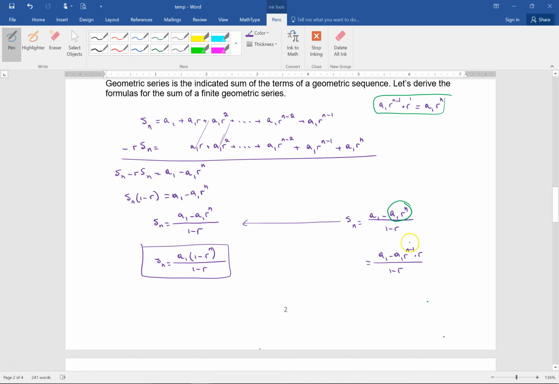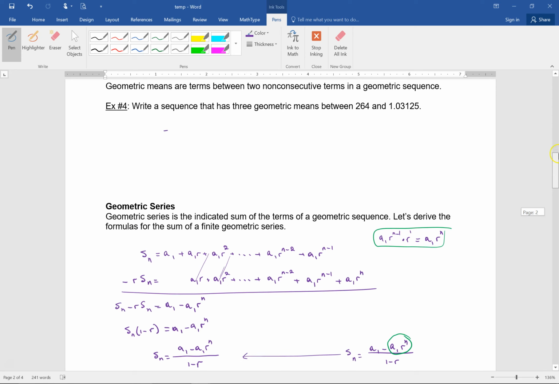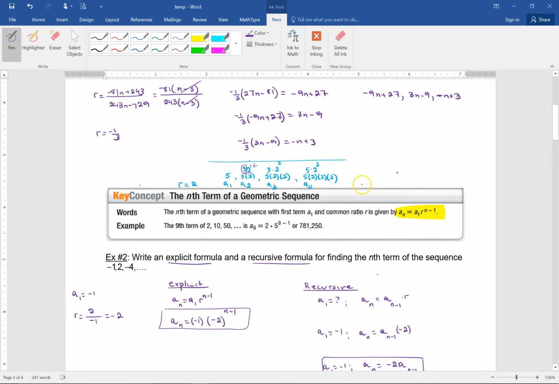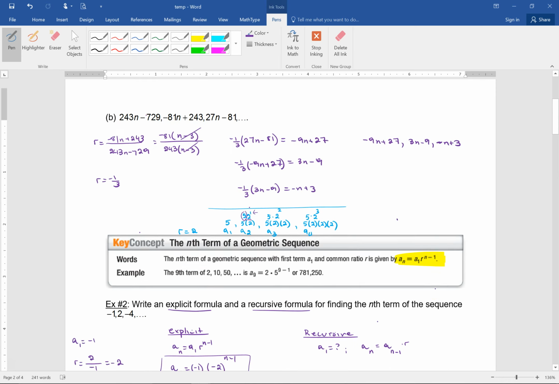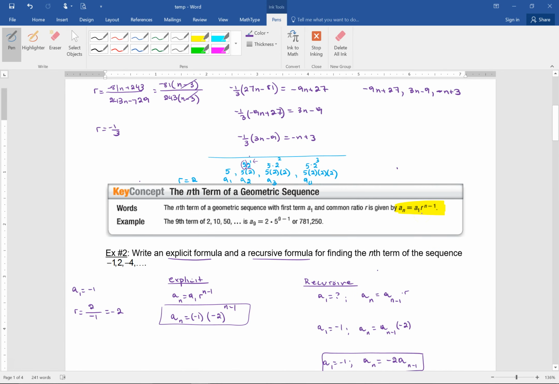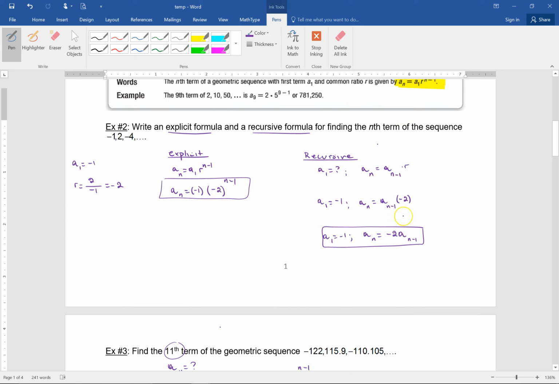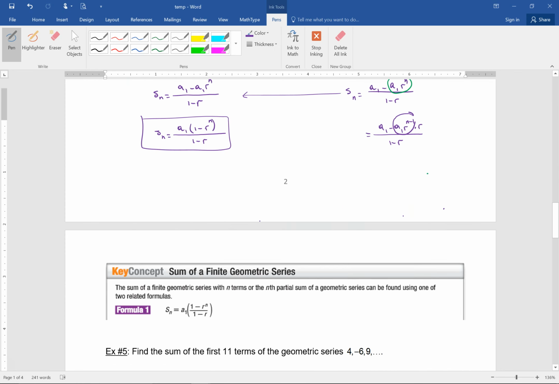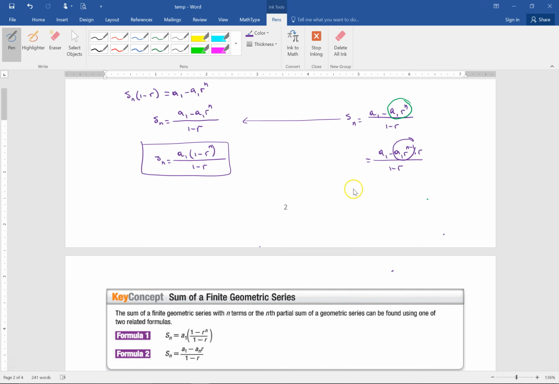Okay, now what is this equal to? What is that equal to? It equals to an, right? Look at this formula at the very first page, first page of this lesson. Look. A1 r to the n minus 1 is what? An. Yeah. See, you weren't expecting that, were you? Yeah. Sn.